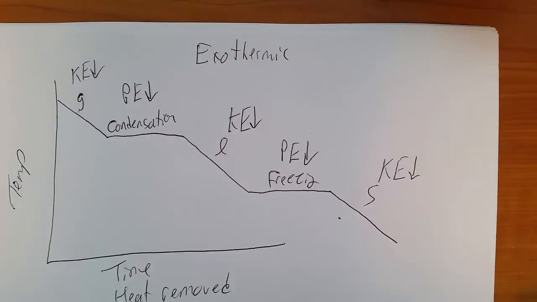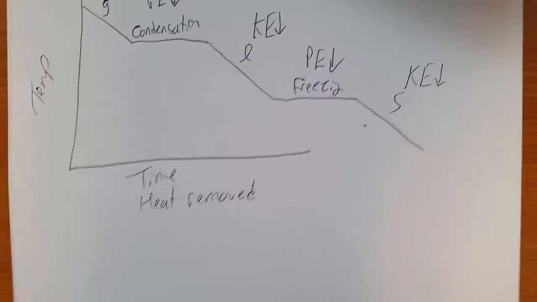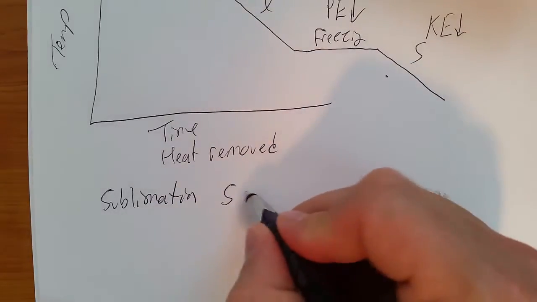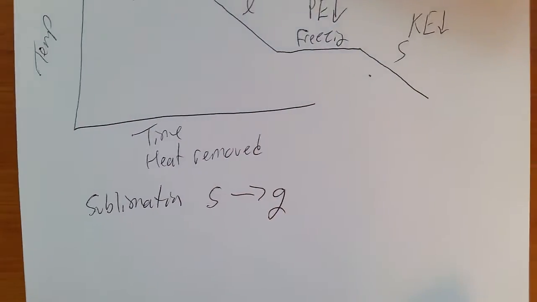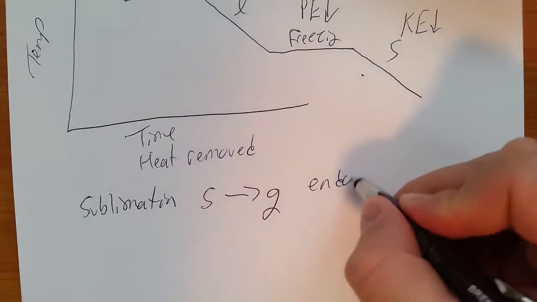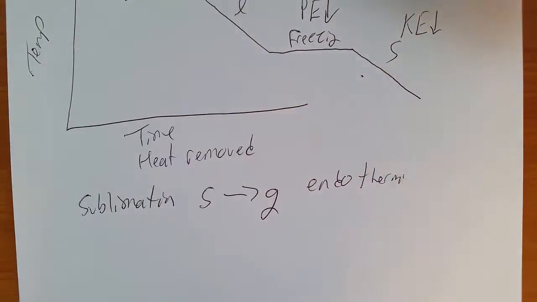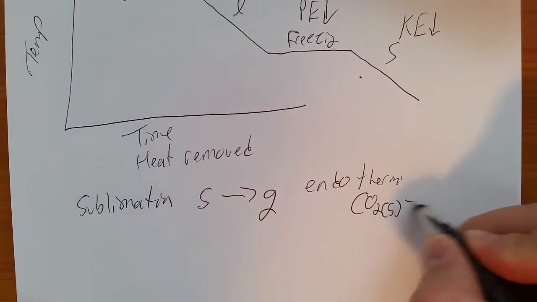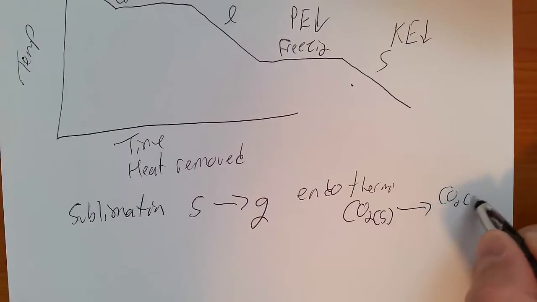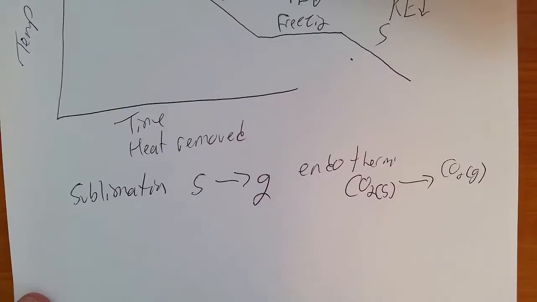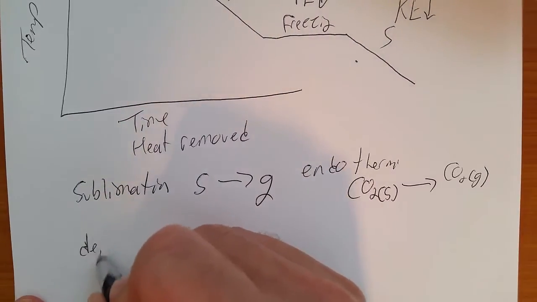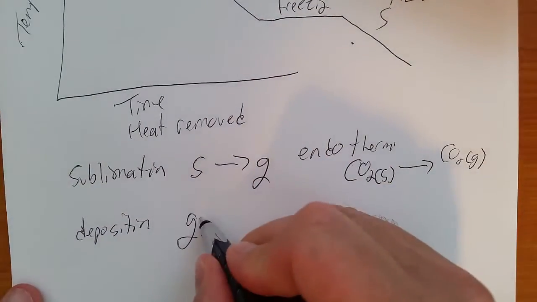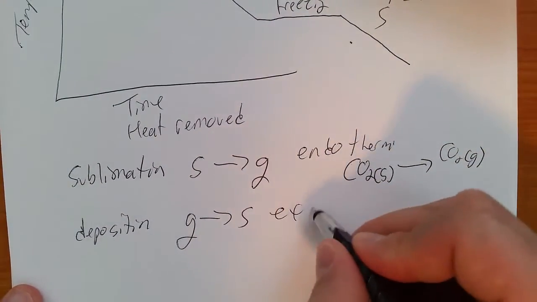Two other phase changes you need to know are sublimation. It's going from a solid directly to a gas. It's endothermic. Common example you have to remember is dry ice. Carbon dioxide goes from a solid directly to a gas. It undergoes sublimation. The other is deposition. It's the opposite of sublimation, a gas going directly to a solid, and that is exothermic.